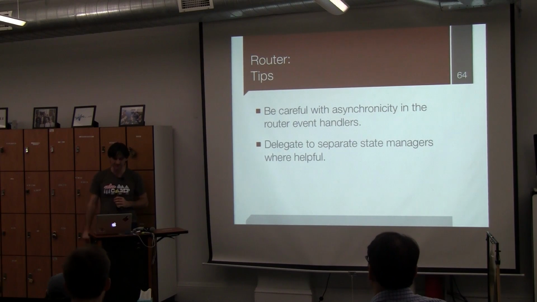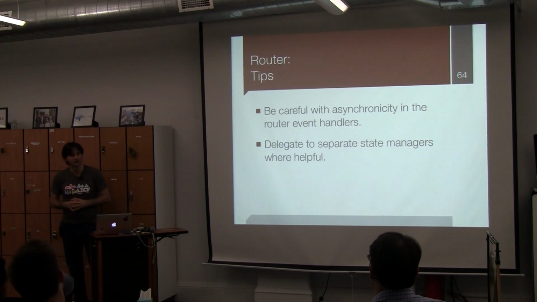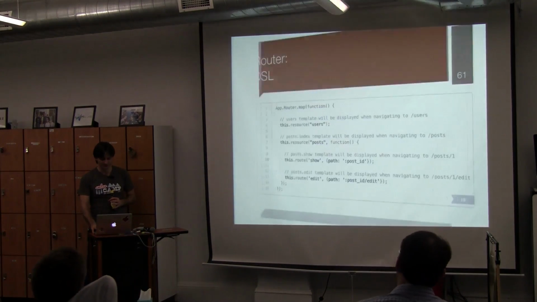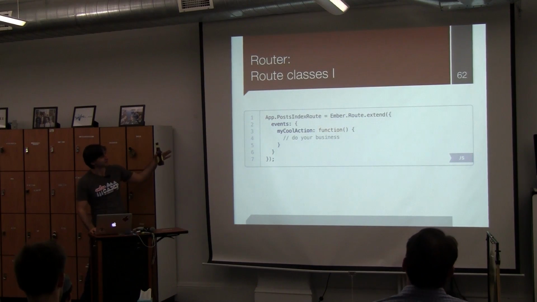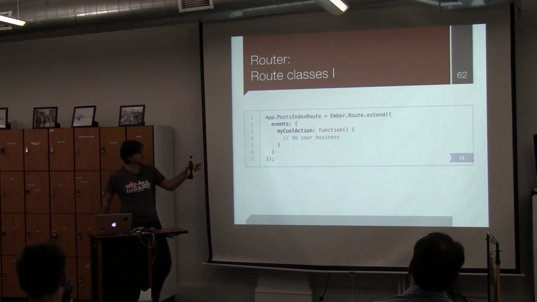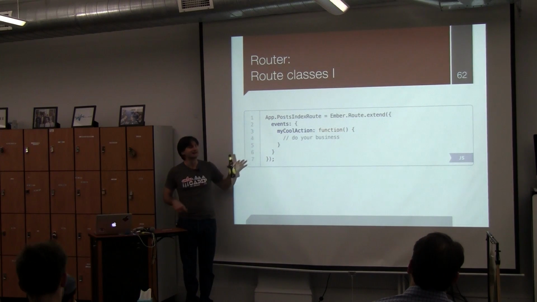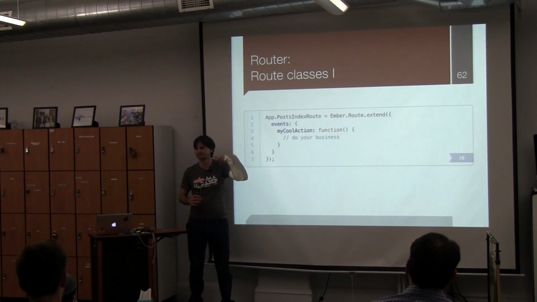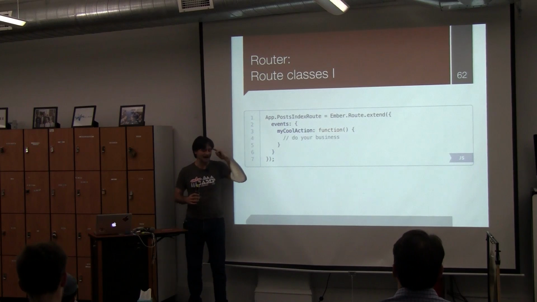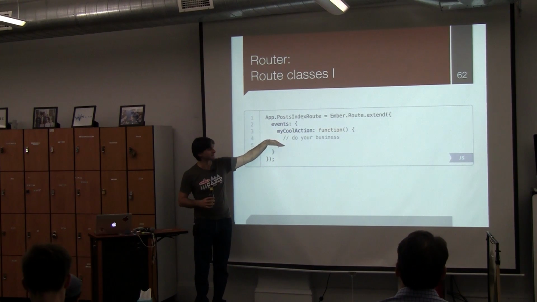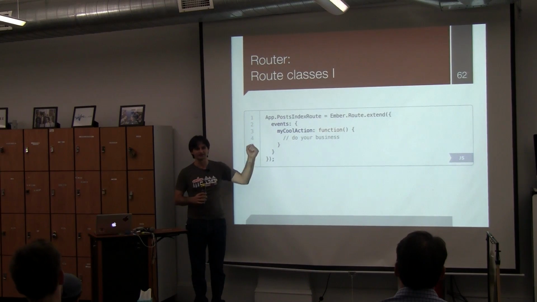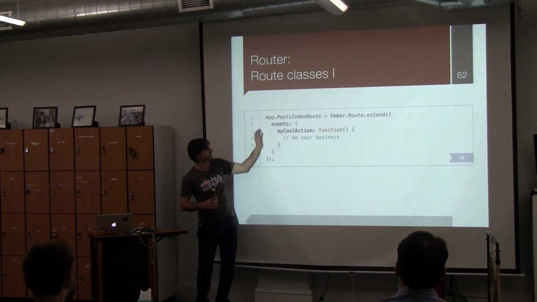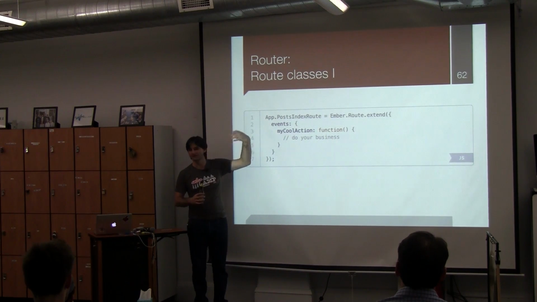So a few tips. Be careful about asynchronicity in your router event handlers. If you handle an event using this sort of syntax, my cool action, and then you do something asynchronous and you have a callback, be careful. You don't want to assume that you're still in the post-index route when you get that callback, because the user could have clicked away, hit the back button, whatever. So it's usually better, when you get the callback, to fire a new event by doing this.send with the event name and optional context. That way, if you're still in this route, you can handle it here. If you're in a different route, then that route can handle it.